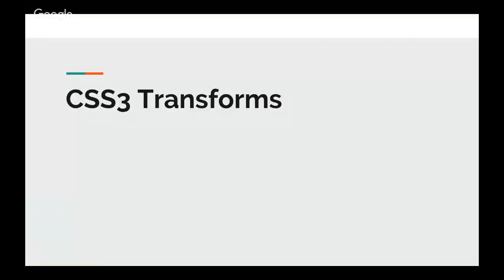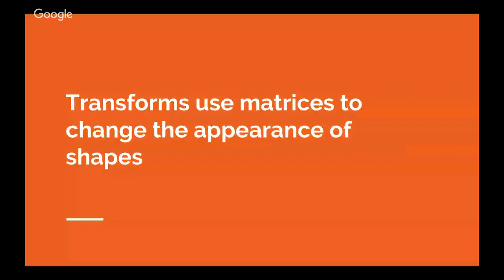So yeah, CSS3 transforms. Transforms use transformation matrices to change the appearance of shapes. They are composable, animatable, and they only change the appearance without changing the displacement of things. It's a really easy way to get some really cool visual effects going.